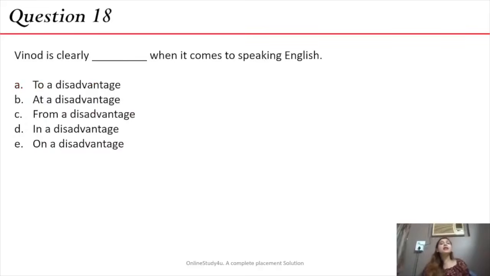Vinod is clearly dash when it comes to speaking English. So is Vinod clearly to a disadvantage? Is he at a disadvantage? Is he from a disadvantage? Or is he in a disadvantage? Or is he on a disadvantage? Which one are you guys going to get correctly? Brownie points to people who are going to get this one correctly. You will definitely get a lot of appreciation from my end if you get this one correctly.